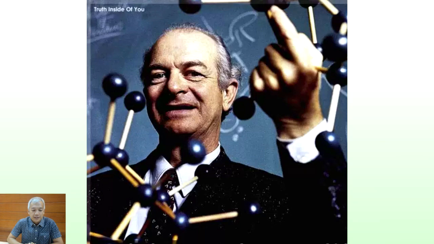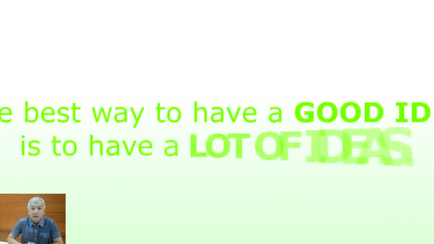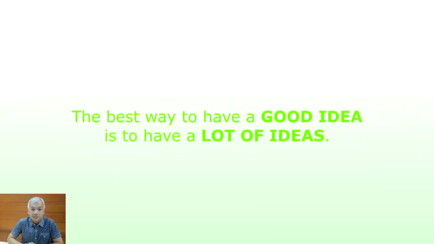The next principle is from Nobel Prize winner Linus Pauling, and he says that the best way to have a good idea is to have a lot of ideas. So instead of trying to go for that one good idea right away, we explore a very broad space of ideas initially, and only later do we filter that down to the best ones based on our metrics.